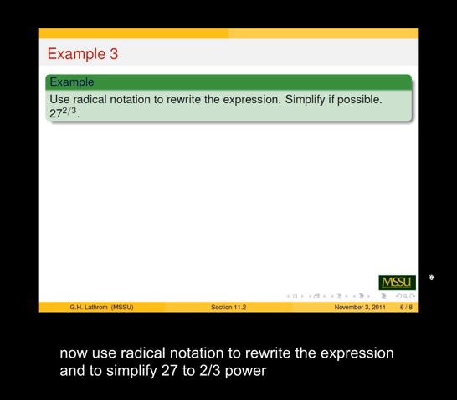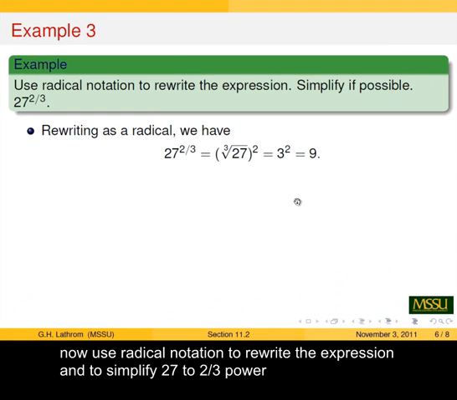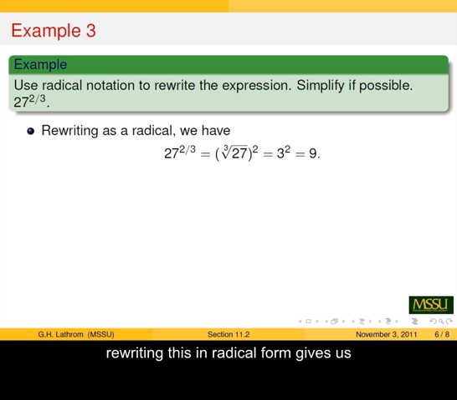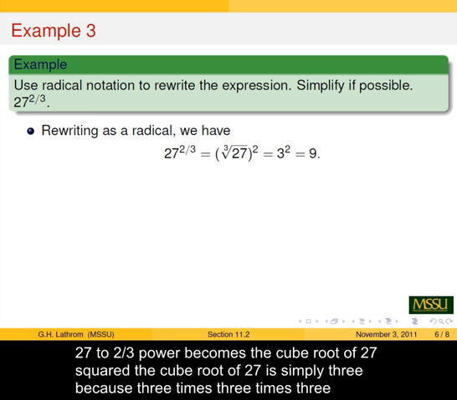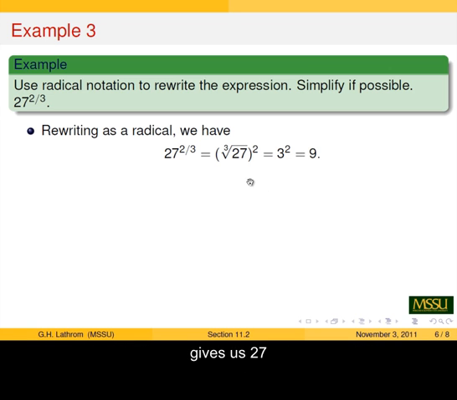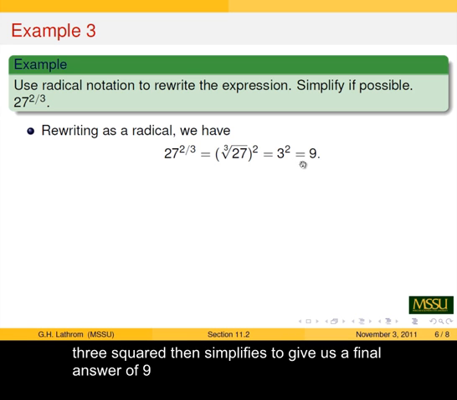Now let's use radical notation to rewrite and simplify the expression 27 to the 2/3 power. Rewriting this in radical form, 27 to the 2/3 power becomes the cube root of 27 squared. The cube root of 27 is simply 3 because 3 times 3 times 3 gives us 27. 3 squared then simplifies to give us a final answer of 9.